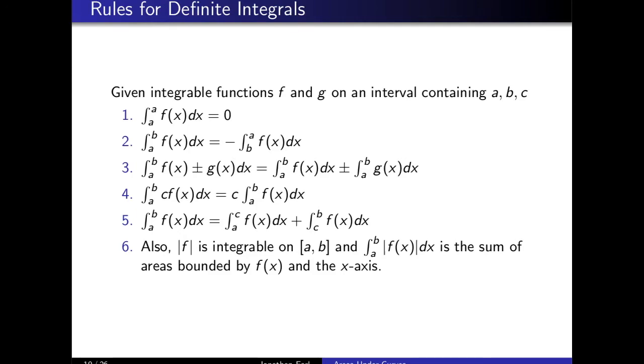And then lastly, this one's not overly important for us, but if it turns out that the absolute value of some function is integrable, so we can find the area underneath the absolute value from a to b, then the area from a to b of the absolute value of f of x is going to give the sum of the areas bounded by f and the x-axis. So what this would do is give us the total area. So when we had the net area before, this absolute value part would just give us the total area added up. So we just take the absolute value of each of the pieces.